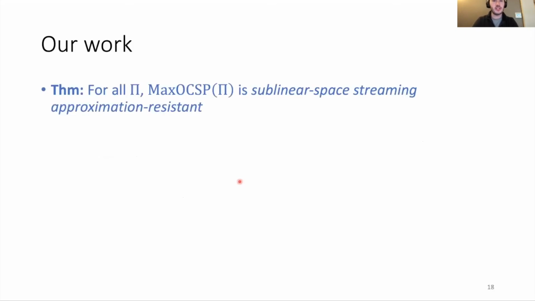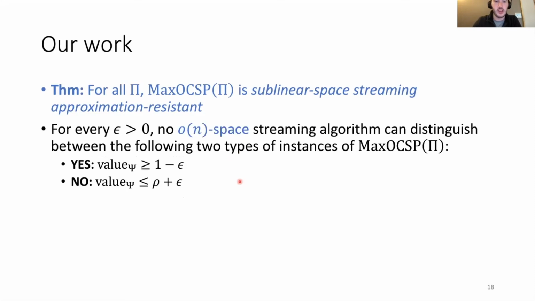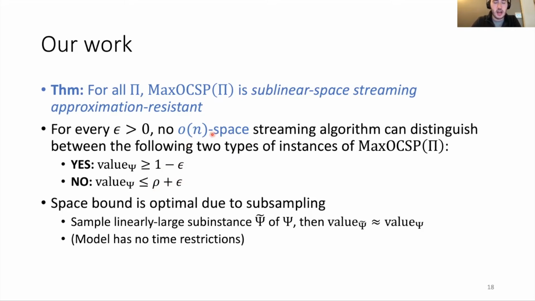Okay, so in this paper, we show that for every constraint function pi, the max OCSP pi problem is streaming approximation resistant to sublinear space algorithms. More formally, what this means is that the promise problem of distinguishing almost perfectly satisfiable and barely non-trivially satisfiable instances can't be solved by sublinear space algorithms, where n is, again, the number of variables in the instance.